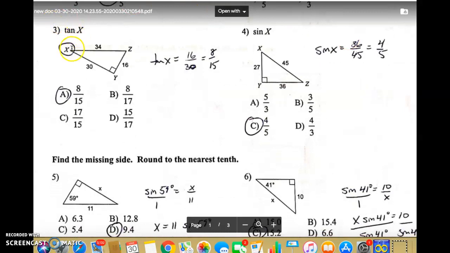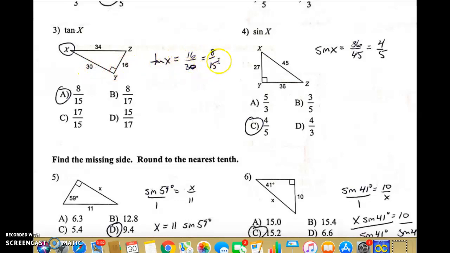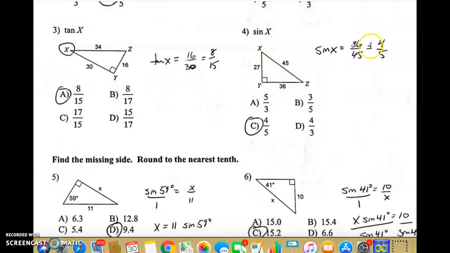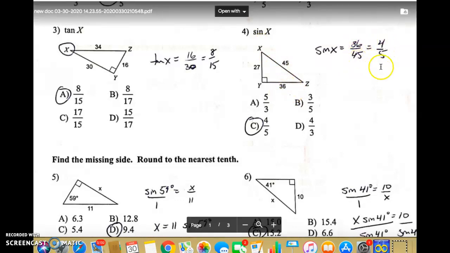3, tangent of X. Reference is X, tangent is opposite over adjacent, 16 over 30. Divide both of these by 3, get 8 over 15. Answer. 4, sine of X. I didn't mark my reference here, but sine is opposite over hypotenuse. 36 over 45, both divisible by 9, 4 over 5.